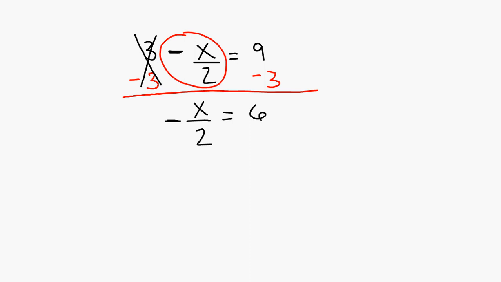Now, this negative sign that's in front of the x over 2, okay? If you multiply both sides here by negative 2, real important, you're multiplying both sides by negative 2 to get rid of this negative sign in front of the x. Because a negative times a negative is a positive. So this all goes away. And you're just left with an x on the left-hand side. And 6 times negative 2 is negative 12.